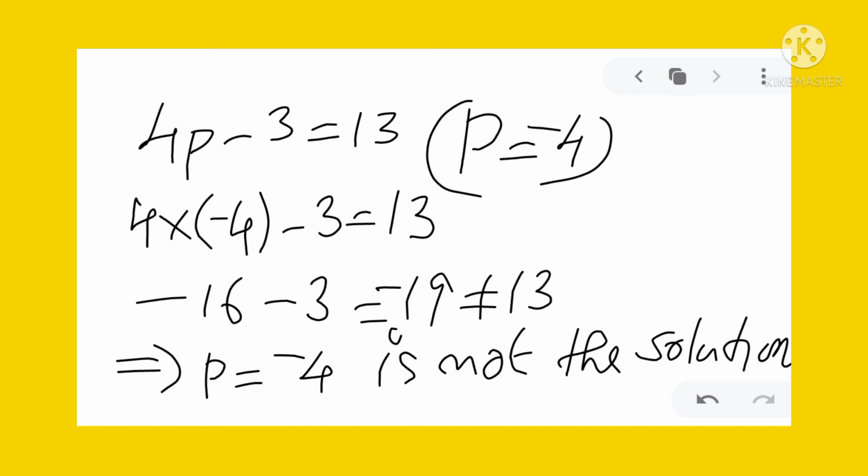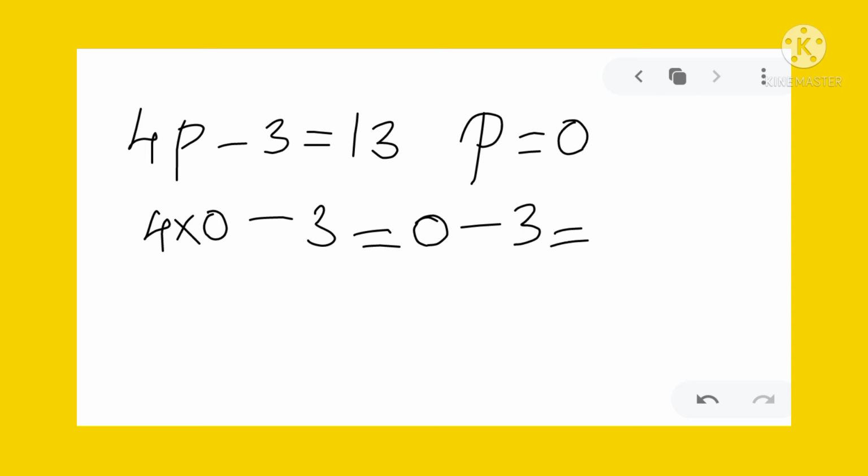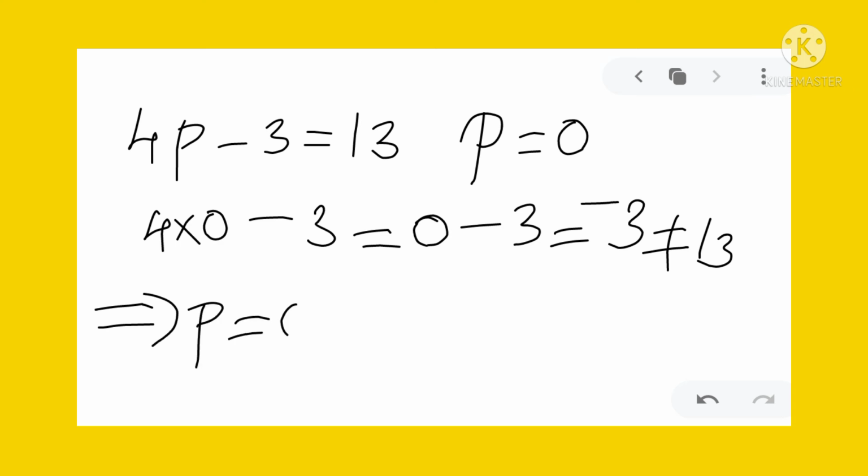The next one, 4p minus 3 equal to 13, p equal to 0. That is 4 into 0 minus 3. What is 4 into 0? 0. 0 minus 3 is negative 3, which is not equal to 13. That means p equal to 0 is not the solution of the equation.